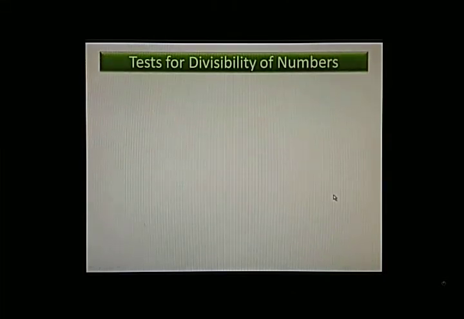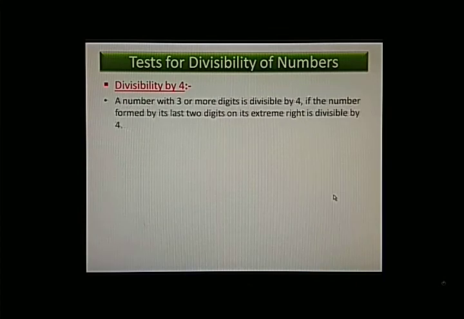Now moving on. Next is divisibility by 4. Here, a number with 3 or more digits. Obviously in this chapter we'll be dealing with larger numbers. If it is a very small number, say 2 digits, 3 digits or even up to 4 digits, we can clearly know whether it is divisible by any particular number. But for a very large number, in order to be divisible by 4, the number formed by the last 2 digits, on the extreme right, not on the left, has to be considered.